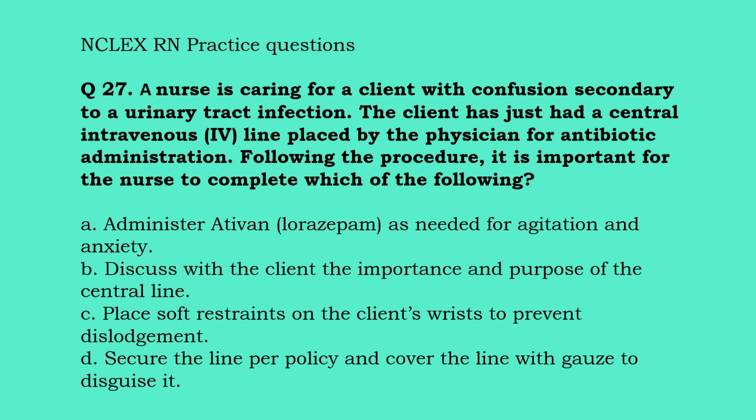NCLEX-RN Daily Practice Questions. Question 27. A nurse is caring for a client with confusion secondary to a urinary tract infection. The client has just had a central intravenous line placed by the physician for antibiotic administration. Following the procedure, it is important for the nurse to complete which of the following? A. Administer Ativan, lorazepam, as needed for agitation and anxiety. B. Discuss with the client the importance and purpose of the central line. C. Place soft restraints on the client's wrists to prevent dislodgement. D. Secure the line per policy and cover the line with gauze to disguise it.